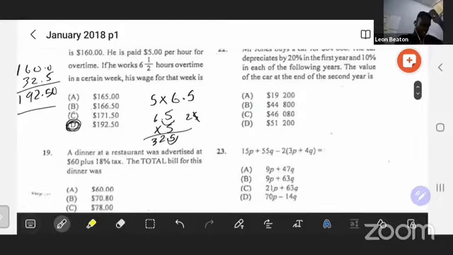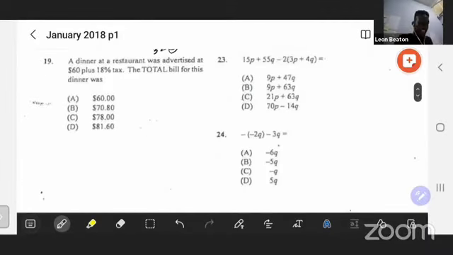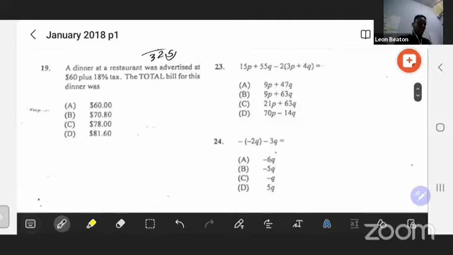So number 19 says, a dinner at the restaurant was advertised at $60 plus 18% tax. The total bill for this dinner was, so we know the dinner is $60 and 18% tax. So tax is the extra money added on to the money that you got to pay. So we got to find 18% of $60. And we know percentage is out of 100. So this will cancel out with this.